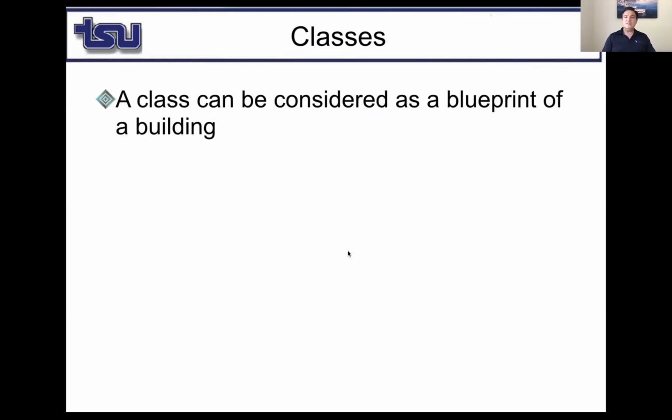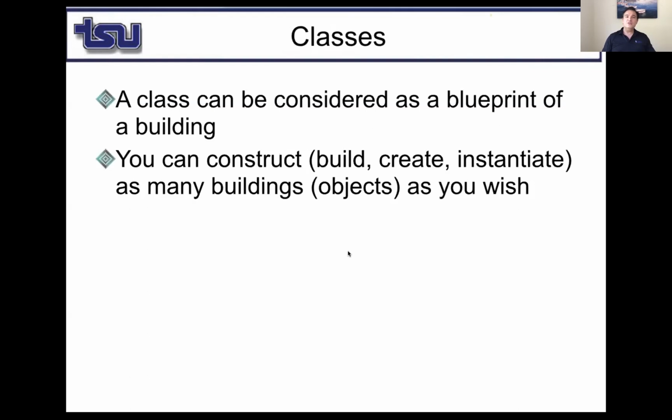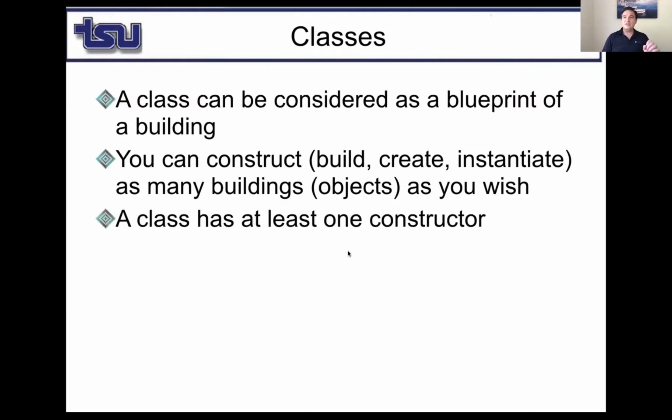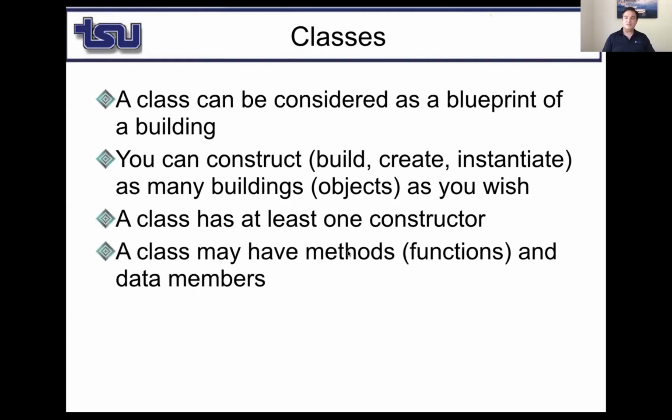Okay, a class is a blueprint of a building. And you can construct as many buildings as you wish. Construct, build, create, instantiate, they are the same thing. Creating an object, building an object, instantiating a class, they are the same concepts, okay? So using the same blueprint, you can construct, build, create, instantiate as many buildings, in other words, as many objects as you wish. Every class must have at least one constructor, okay?